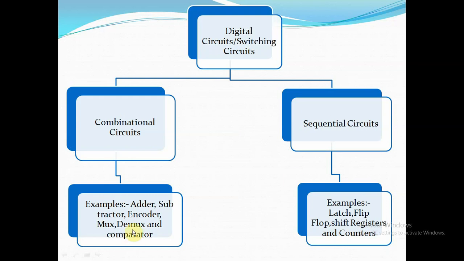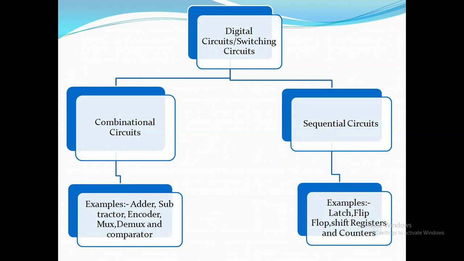Likewise in adders, there are different types: half adder, full adder. In subtractor there is the half subtractor, full subtractor, encoder correlated to mux, as well as decoder, demux, and magnitude comparator. These come under the combinational circuit. And in sequential circuits, there are the latch, flip flop, shift register, and counters.